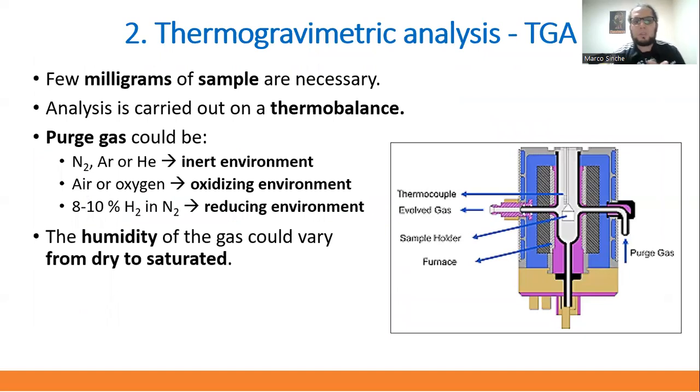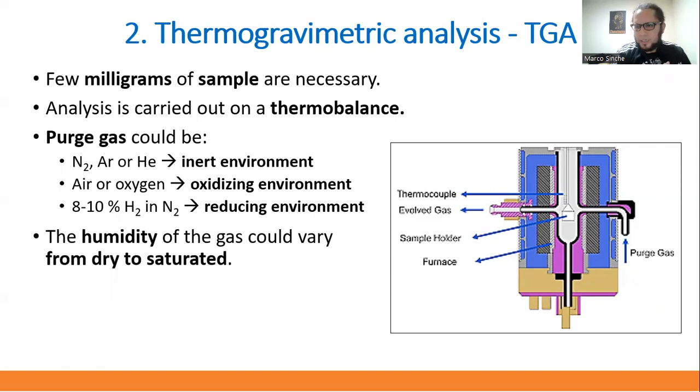Okay, moving to thermogravimetric analysis, which is commonly represented by the letters TGA. Some details. For example, a few milligrams of sample are necessary to process. This material will be put in a thermobalance, which is very sensitive and has heating elements, which will act, as the name indicates, heating the furnace.